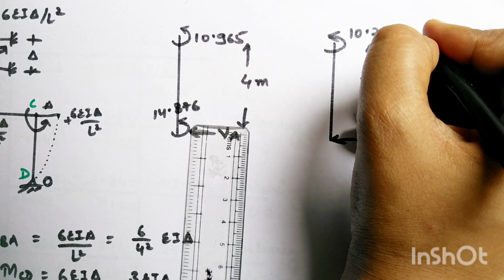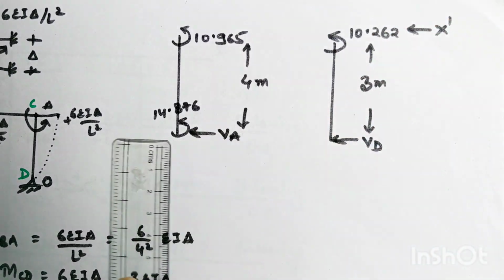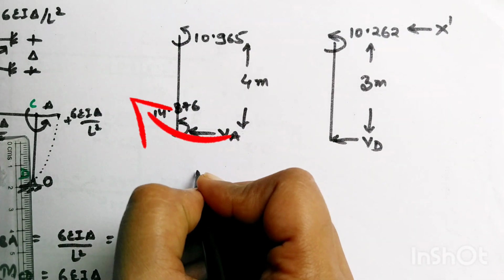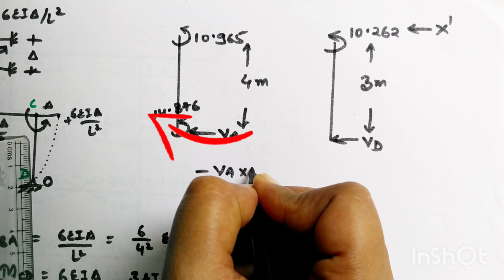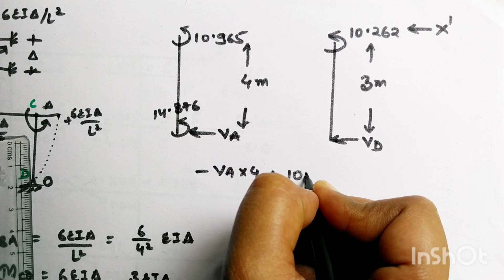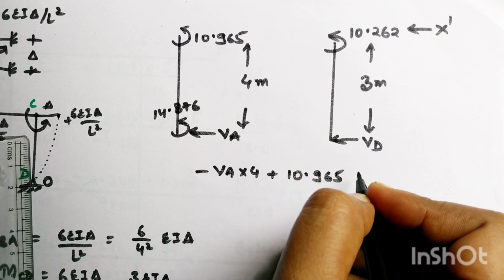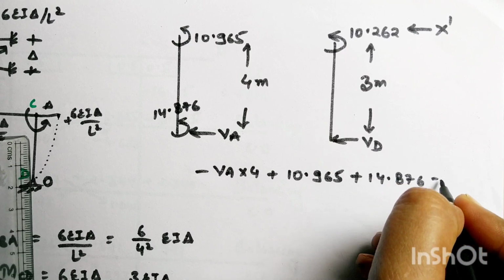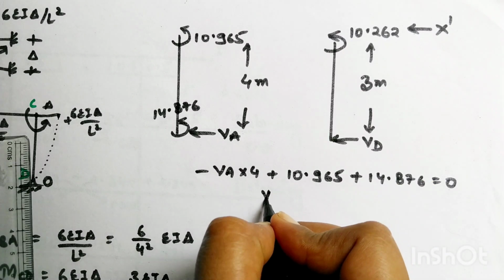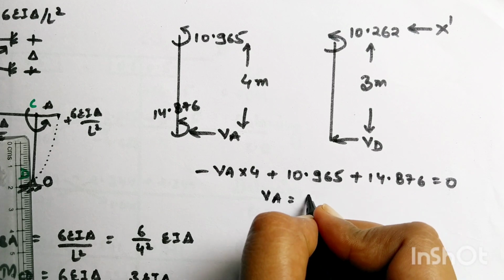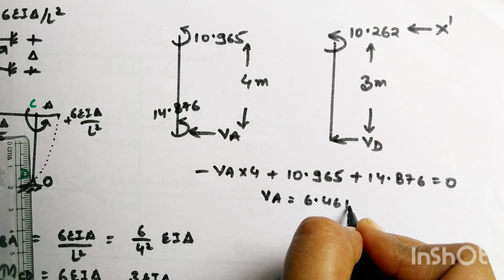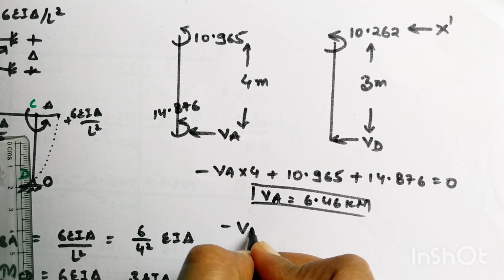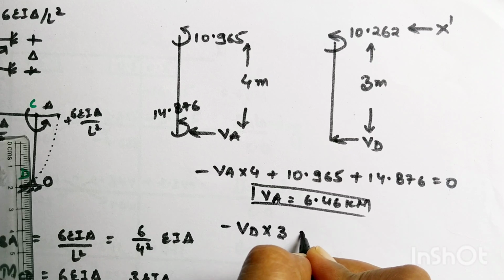And now what we'll be doing, we'll be taking the moment at B and C point, so that we can extract the value of VA and VD. So this one is going in the clockwise direction, so negative. Now we have to just add the moments. Many students make the mistake of multiplying the distance also into the moment. Moment itself is an amount. We need not again multiply the distance in the moment. Directly take the moment as it is. Put the values in the calculator and you can get the value of VA.